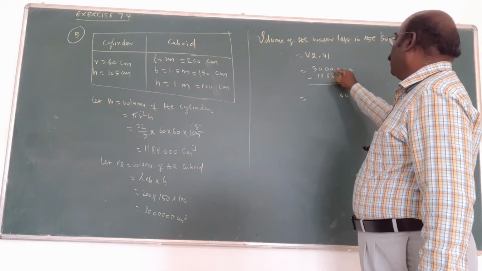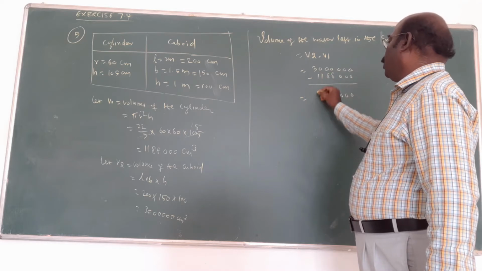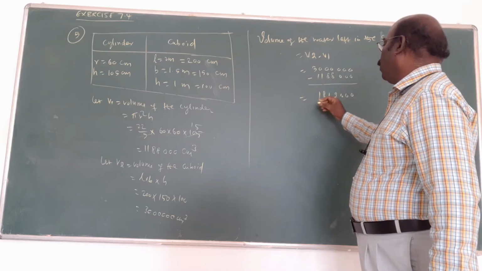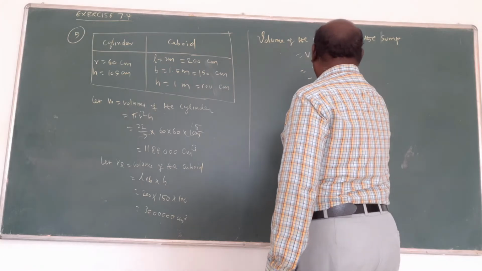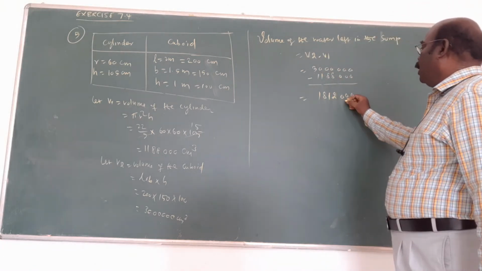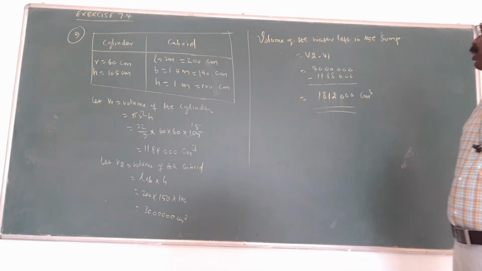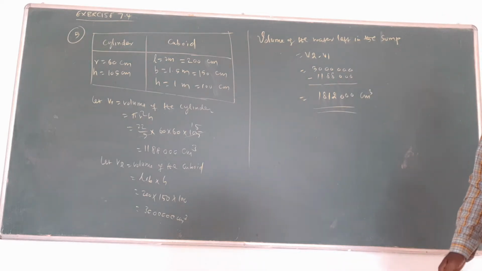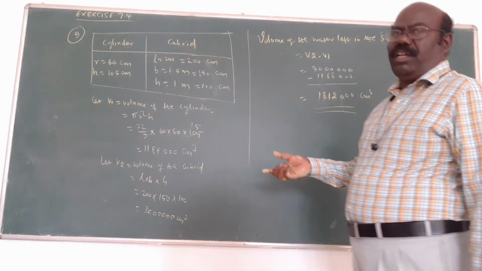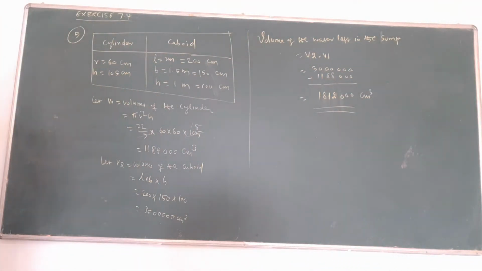The answer is 1881200 centimeter cube only. This much water can be held in the sump. Here also we find volume 1 and volume 2, but here we subtract, because the volume of water left in the sump, the remaining water, is asked. That's why you subtract.